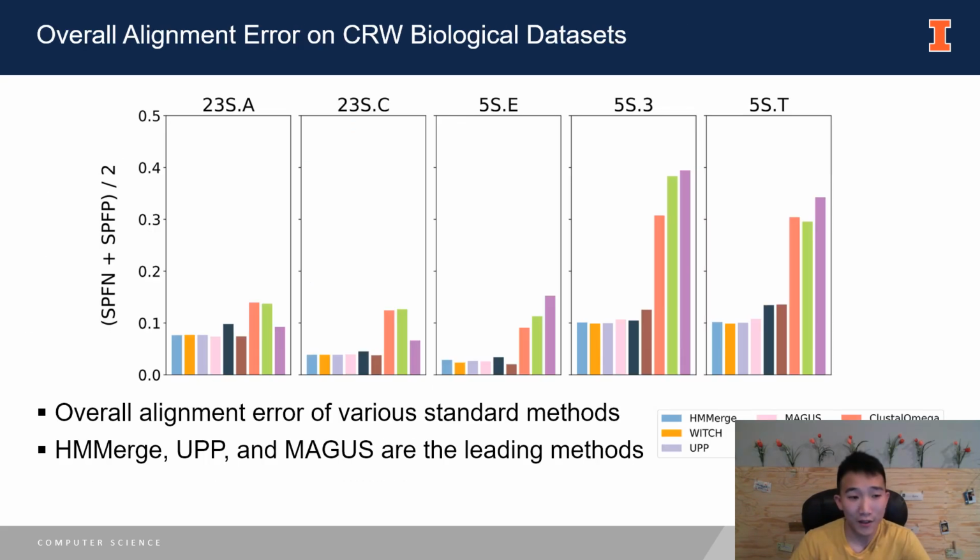Now we look at some biological datasets from the CRW website, and we can see that although there are standard methods that perform similarly to our top methods, HMMerge, Which, and Up, HMMerge is still able to achieve consistently low error compared to other standard methods. The only other standard methods that come close are the pink bar, which is Magus, and then MAFFT oftentimes as well.